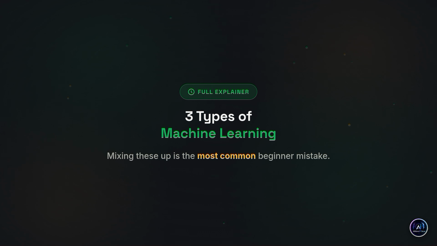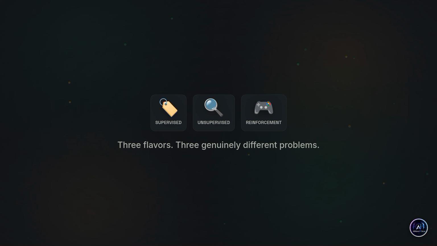Not all machine learning learns the same way. There are three completely different approaches, and mixing them up is one of the most common beginner mistakes. Here's each one properly, with real examples. Three flavors: supervised learning, unsupervised learning, and reinforcement learning. Each one is built for a genuinely different kind of problem.